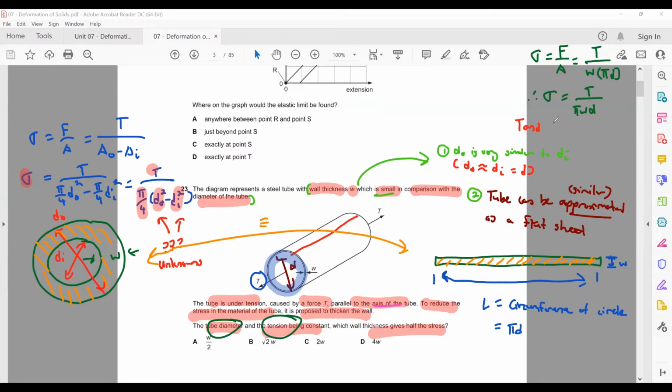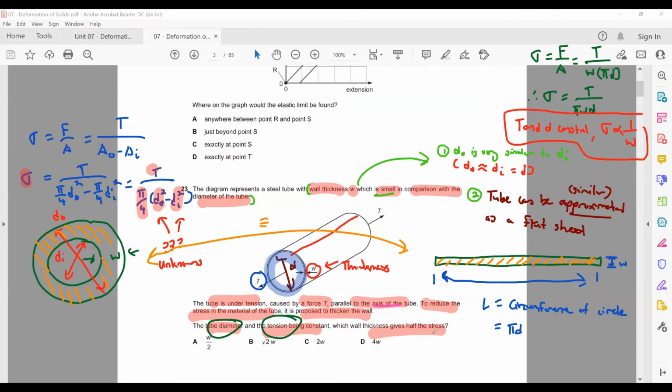T and D constant, stress is actually just going to be inversely proportional to the thickness. Thickness is W here. Okay, where's the thickness? Yeah, this is the W, the thickness is this one. Okay, so you get to this part, T and D being constant, that means stress is inversely proportional to W.